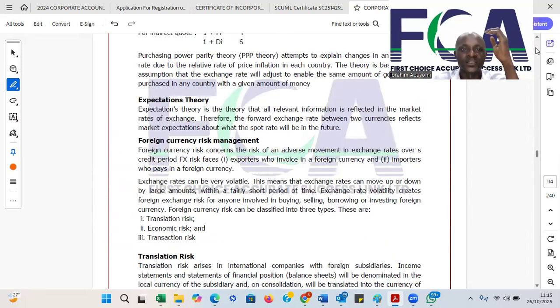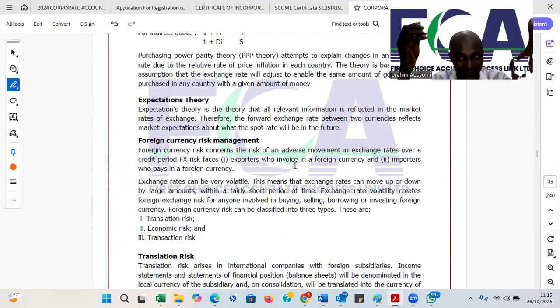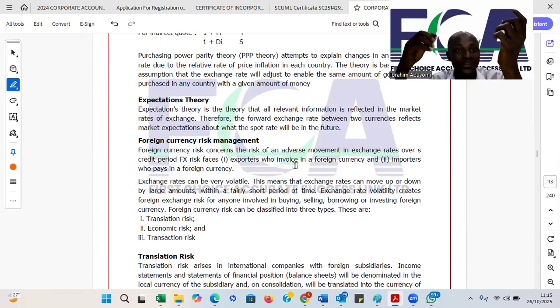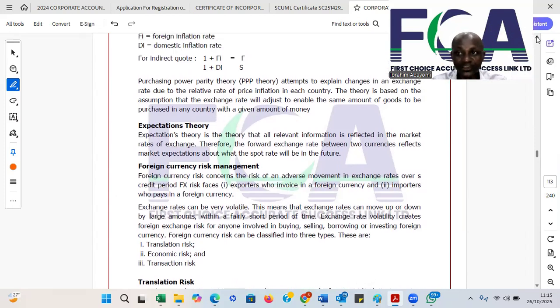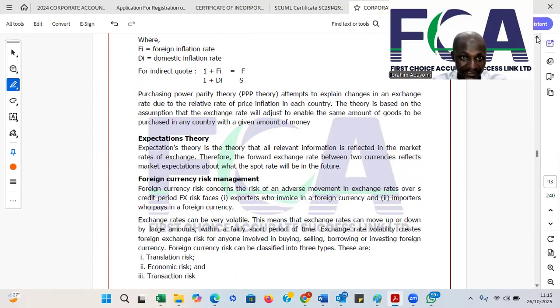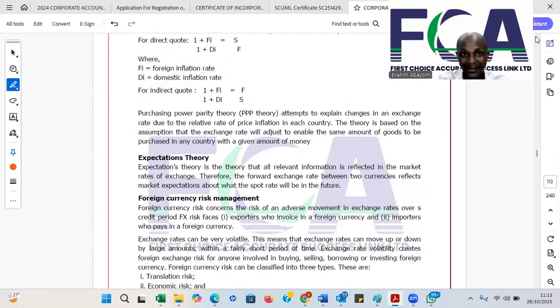So the purchasing power parity theory, like I said, is used to predict exchange rate based on the fact that a country with a higher inflation rate is expected to have its currency depreciate over time against the other country with a lower inflation rate. So when you are predicting exchange rate between two countries, and the inflation rate of one currency is higher than the other, we expect that the currency with the higher inflation rate should be depreciating. That's the purchasing power parity theory.